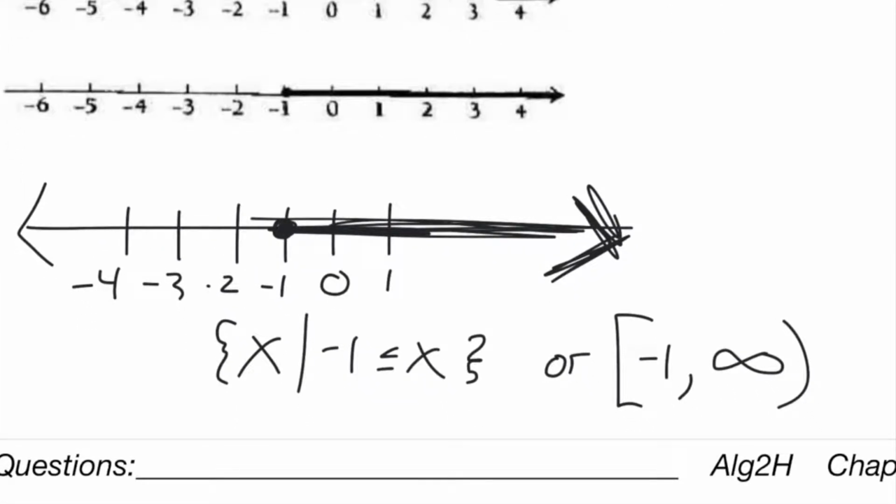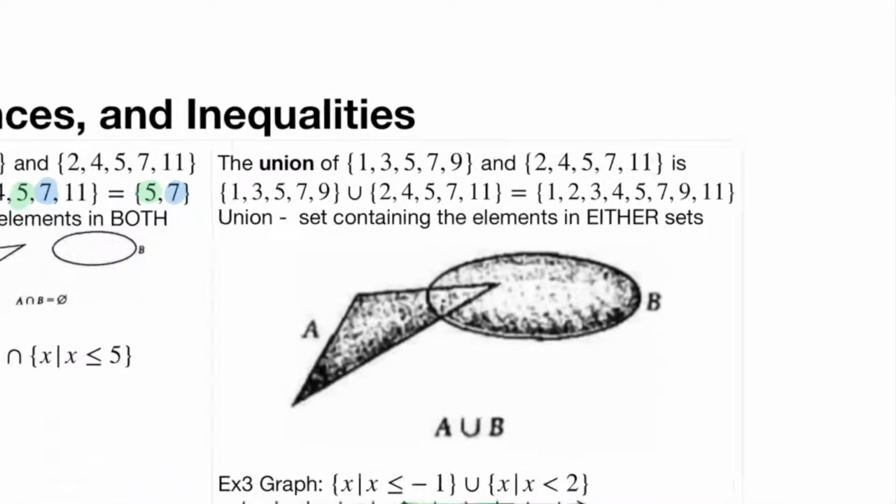And so we can say that the intersection is written like this: x such that negative 1 is less than or equal to x. You can also write it using interval notation, from all of the numbers negative 1 up to positive infinity, including negative 1. This bracket includes negative 1. Well, that's the intersection.